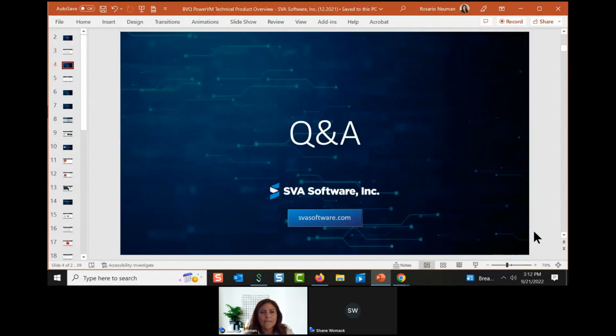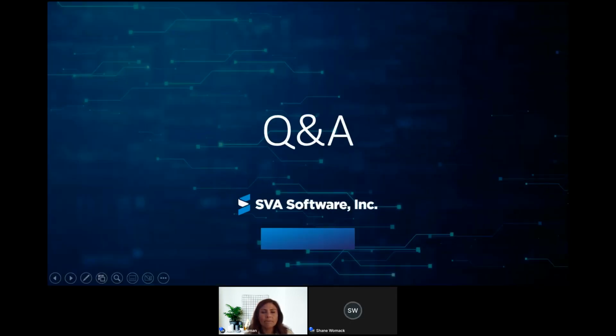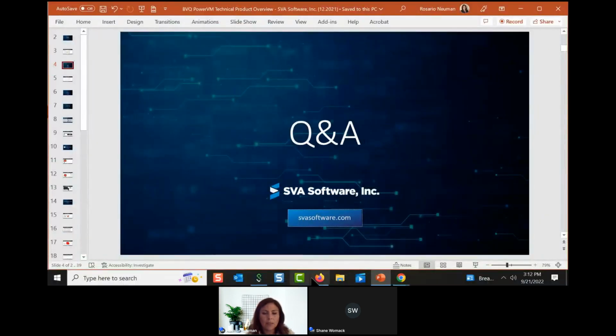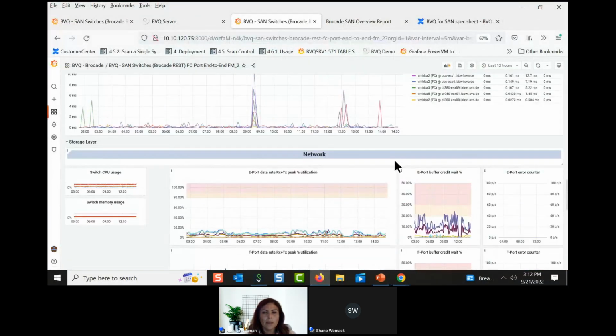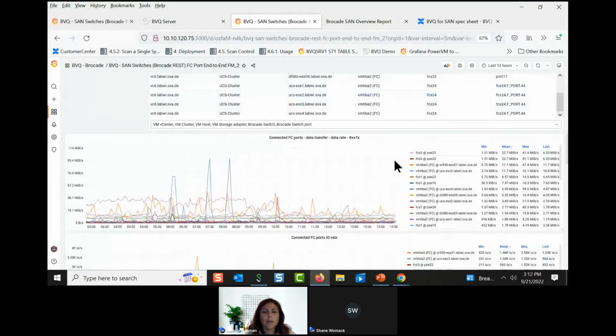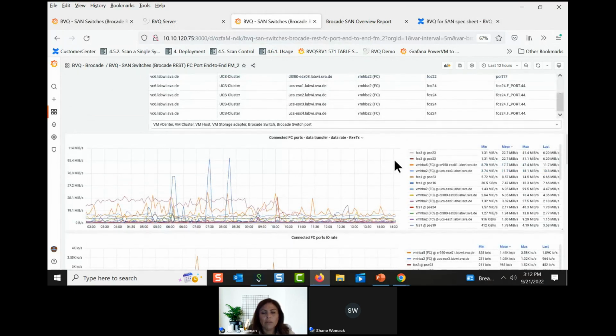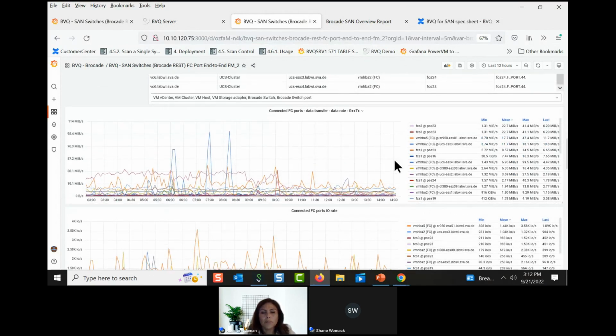Perfect. So Rosaria, the first question we have is, how can you see which VMs are affected by storage? Okay. Let's see. All right. So here on the compute side, we can see the VMware ESX host, and how the fiber channel ports on the host adapter are impacting the SAN ports. That's the level that we can see in this monitoring dashboard.